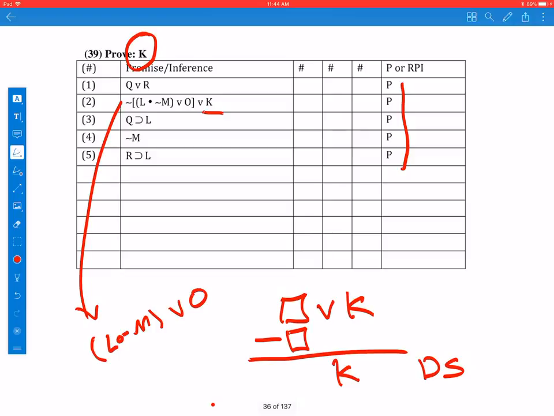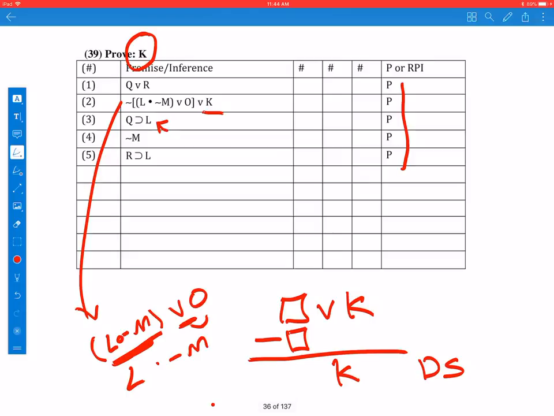Okay, now I don't see that anywhere, but I'm thinking, because this is or O, that I could just add on or O if I could get to L and not M. And I can get to L and not M if I have an L, and if I have an M, I can just put them together by conjunction. So let's think about that. Let's go after the L first.